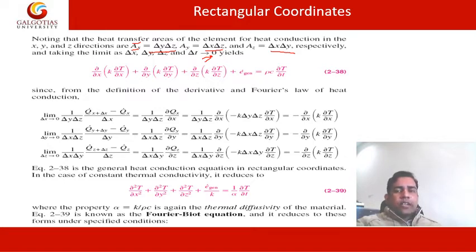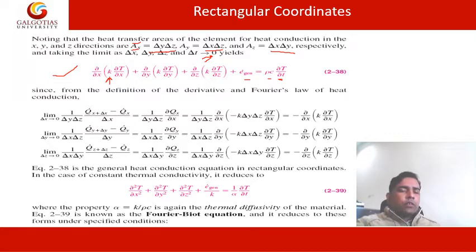Okay, ∂/∂x (k ∂T/∂x) + ∂/∂y (k ∂T/∂y) + ∂/∂z (k ∂T/∂z) + heat generation is equal to ρc ∂T/∂t. So this is the equation. Here you can see that k is inside this bracket. It means that this equation that we have derived actually represents the general form of the equation. Since thermal conductivity also depends upon many factors, that is why it is put inside the bracket.